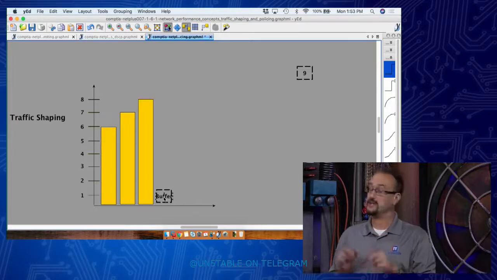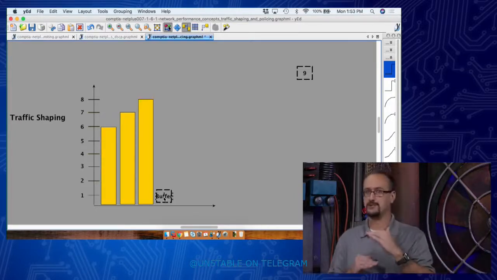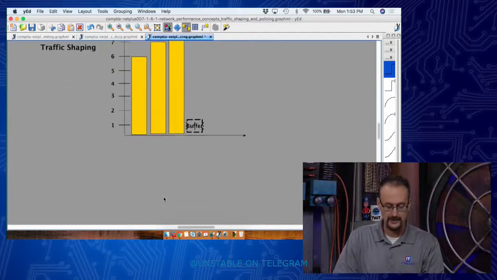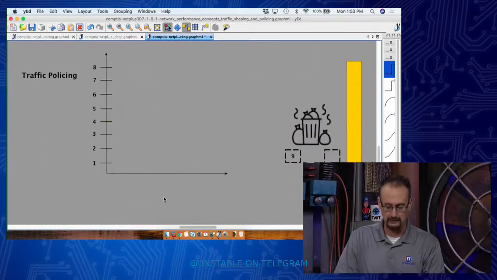Now, there's a little bit more to that, because I want to talk about policing, and then we'll compare the two, because what happens to that extra traffic is polar opposite when it comes to the two different concepts. So let's talk a little bit about traffic policing.